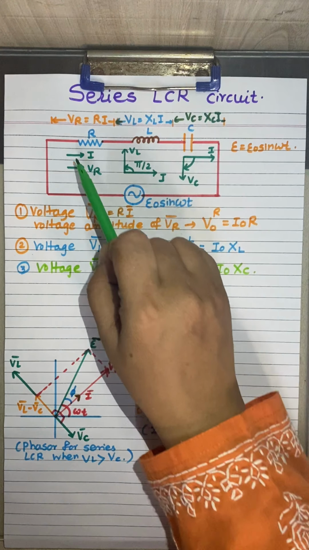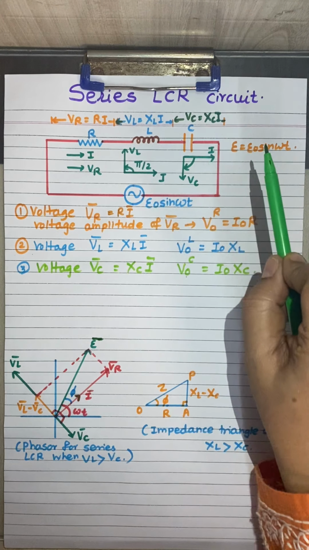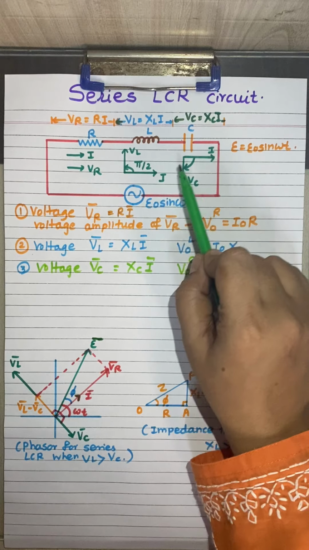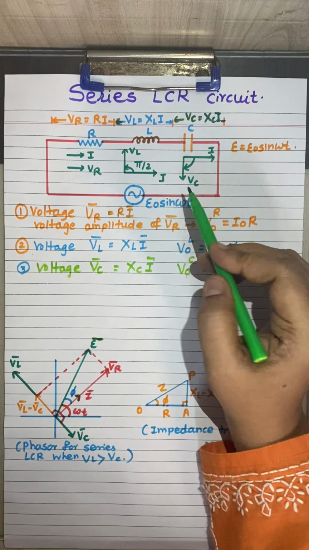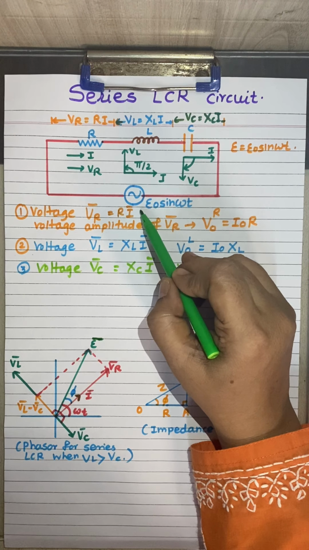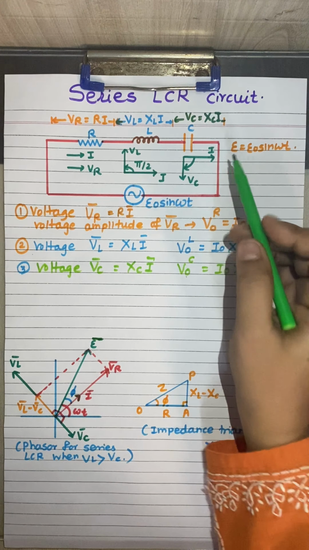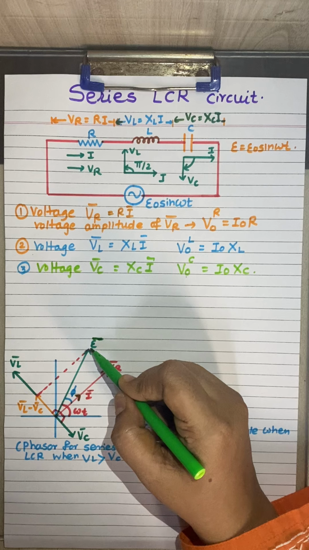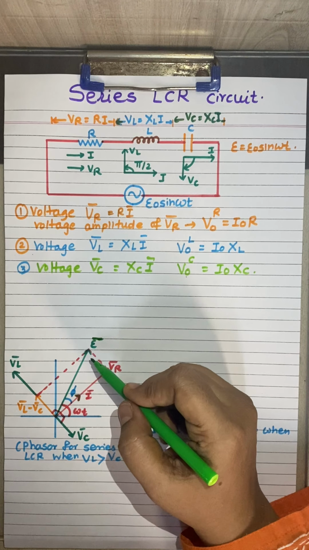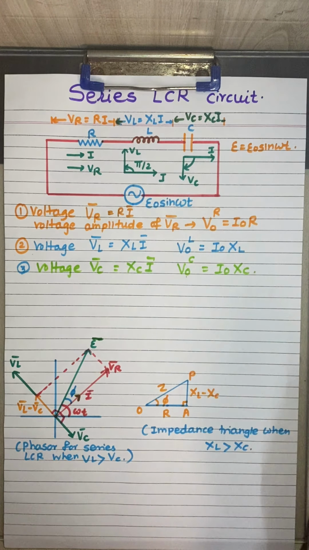So if I add up all those voltages across each component, then it must give the actual voltage which we have supplied. We have supplied here the EMF that is equal to E. So the diagonal of this parallelogram represents the applied EMF E.